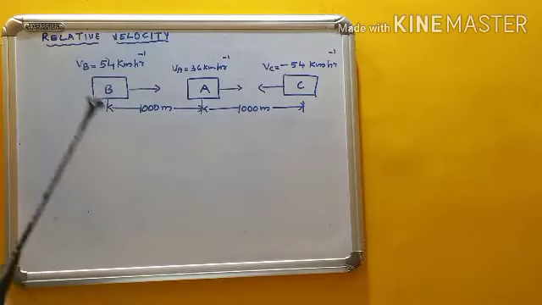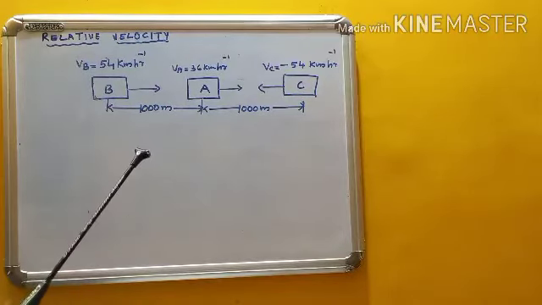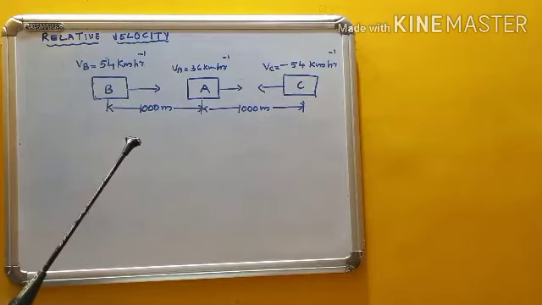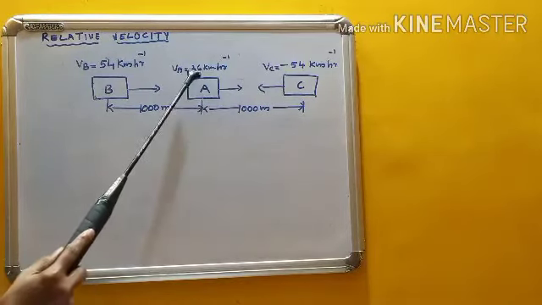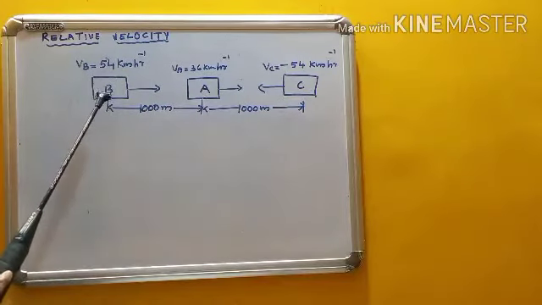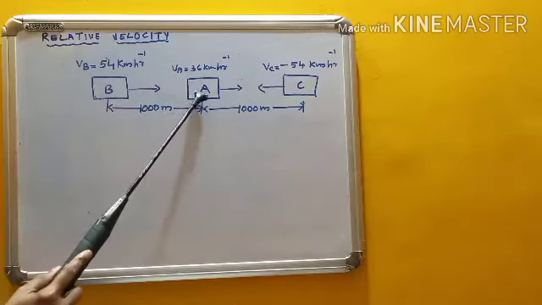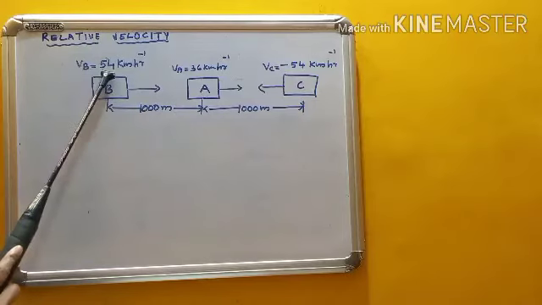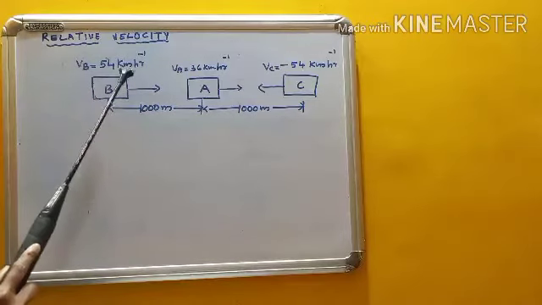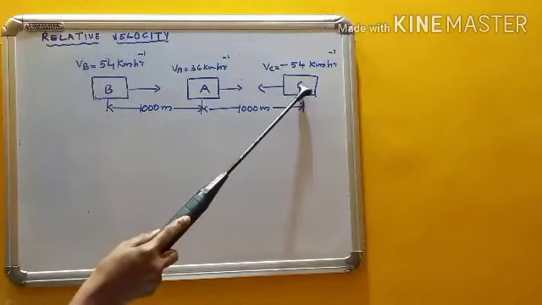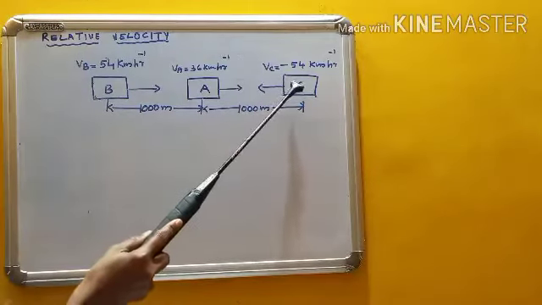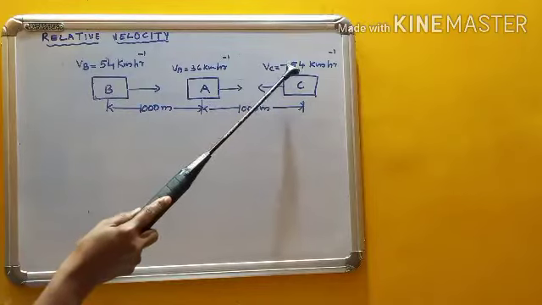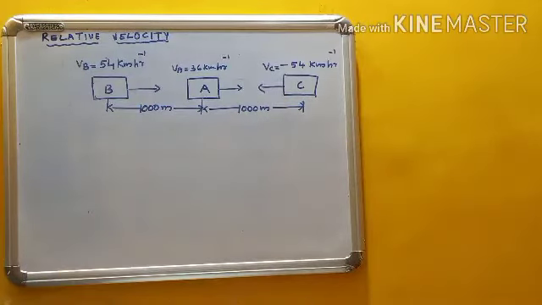So if one direction is positive, the opposite direction should be considered negative. You know that. So the speed of car A, I have written plus 36. Since B is also moving in the same direction, VB will be plus 54 kilometer per hour. And since A is moving towards right, C is moving opposite, towards left. So I have written minus 54 kilometer per hour. Okay, now continue the question.